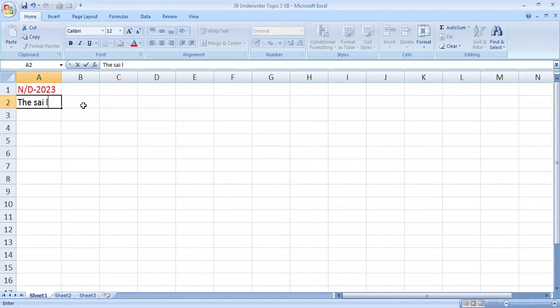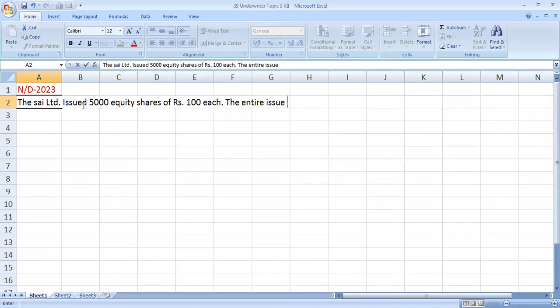Limited issued 5,000 equity shares of ₹100 each. The entire issue was underwritten by the Ganesh brothers for a commission of 5%.